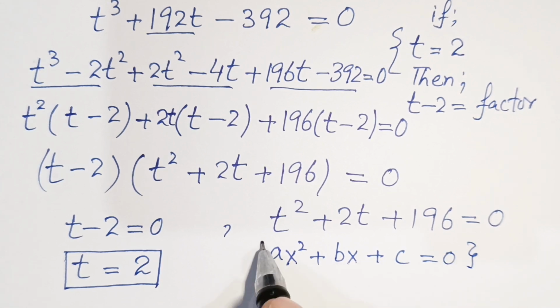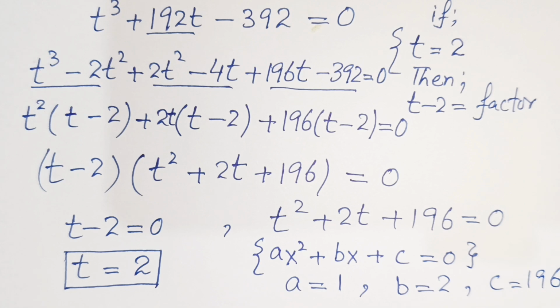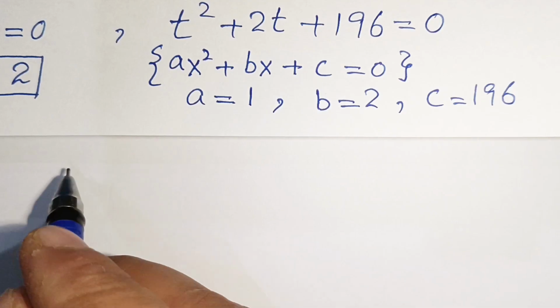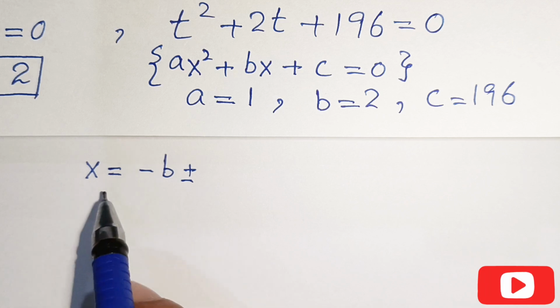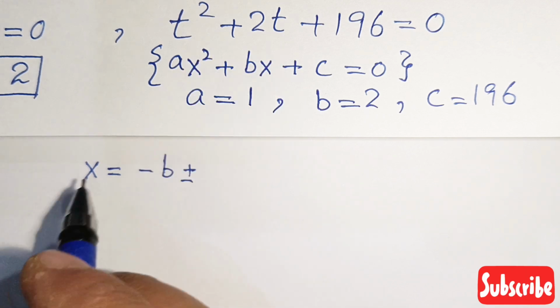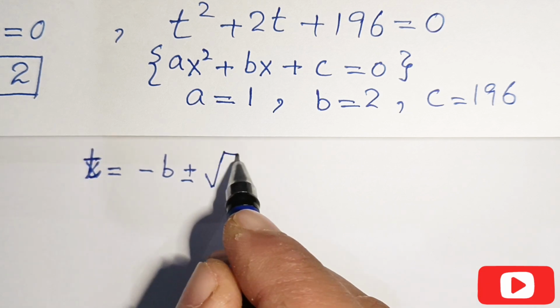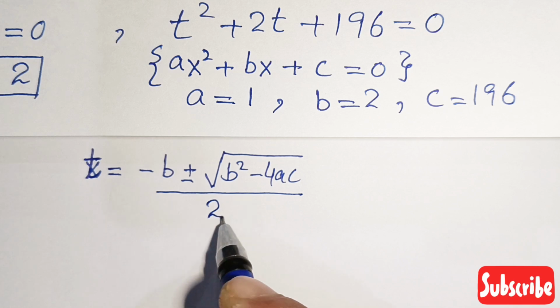to 0, if we just compare to this one, here we see that coefficient of t squared, a, is equal to 1 and b is equal to 2, c is equal to 196. Now we are going to just use our quadratic formula here. So here using quadratic formula, as we know that x is equal to minus b plus minus, here it is x, so we just put here it is t. Now x will be t, so t is equal to minus b plus minus square root of b squared minus 4 times a times c all over 2 times a.